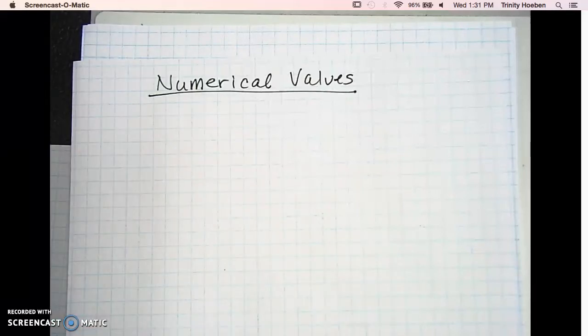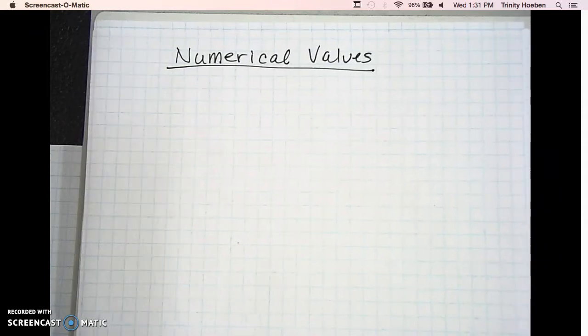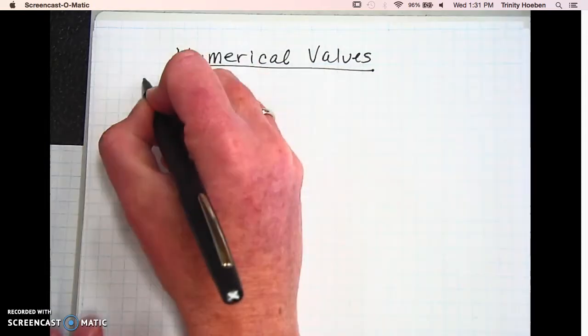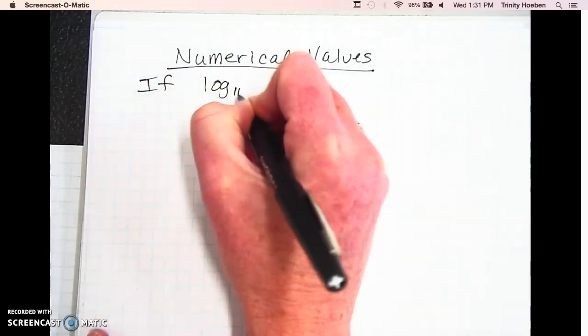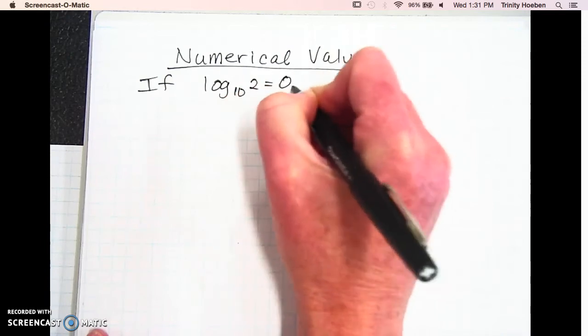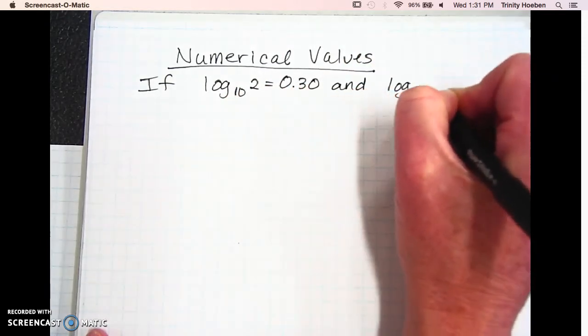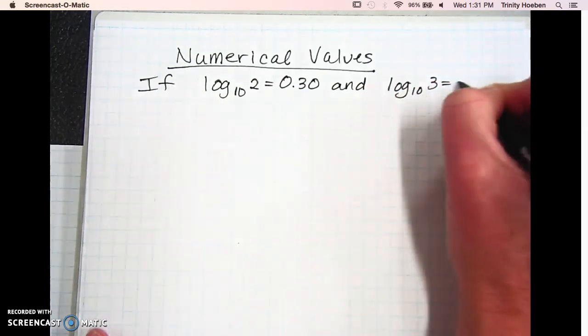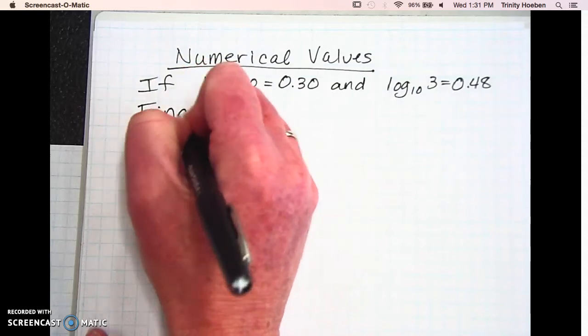So they're going to give you some numerical values, and you're going to get the equations to a certain point, and then you'll be able to plug those in, punch them in your calculator, hit the equal sign, and it'll spit out a number for you. Okay, so here's how it'll start. It'll say something like, if log base 10 of 2 is 0.30, and log base 10 of 3 is equal to 0.48, then you're going to find a couple different things.